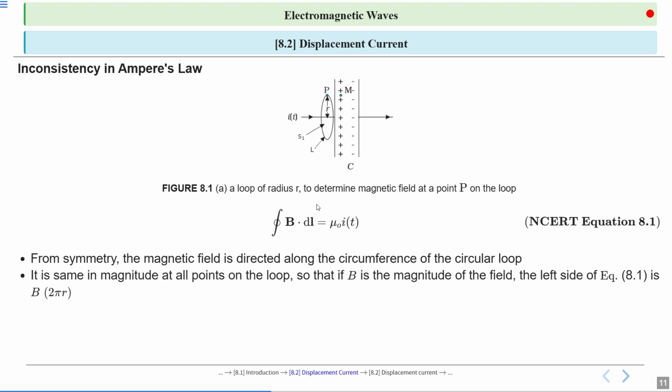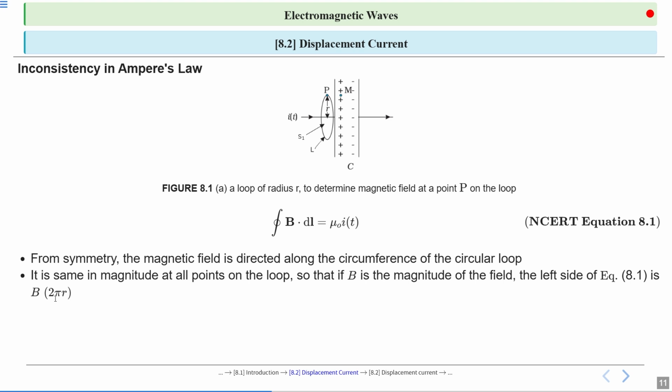It is the same in magnitude at all points on the loop. The direction of the magnetic field at different points will be different, but the magnitude is the same, because we can take any point P on this loop and it will be at the same distance r from the wire. So the magnitude of the magnetic field along this loop is the same at all points. So if we do this integration of B and dl, we integrate dl, and it will become L.